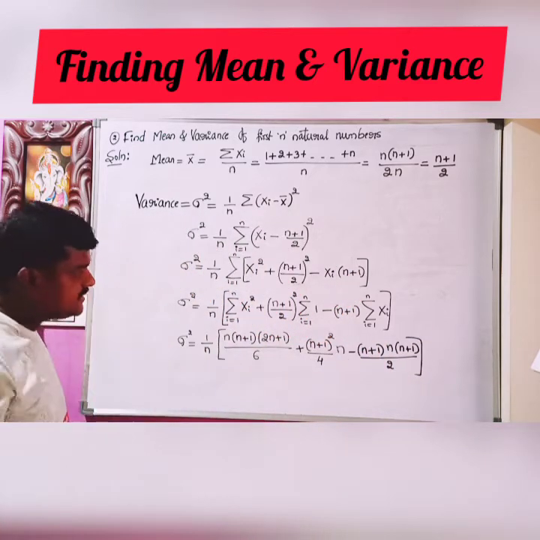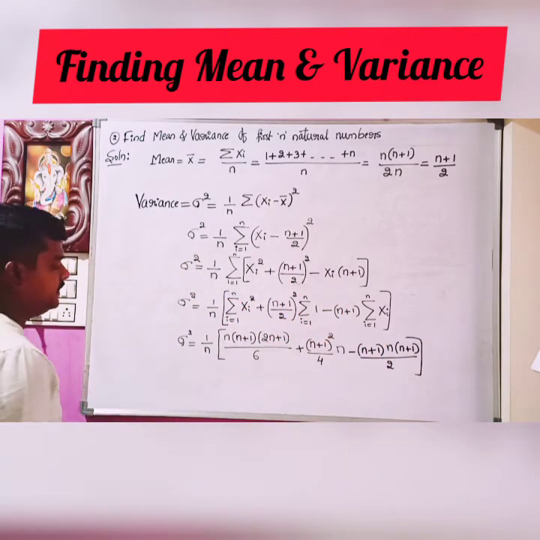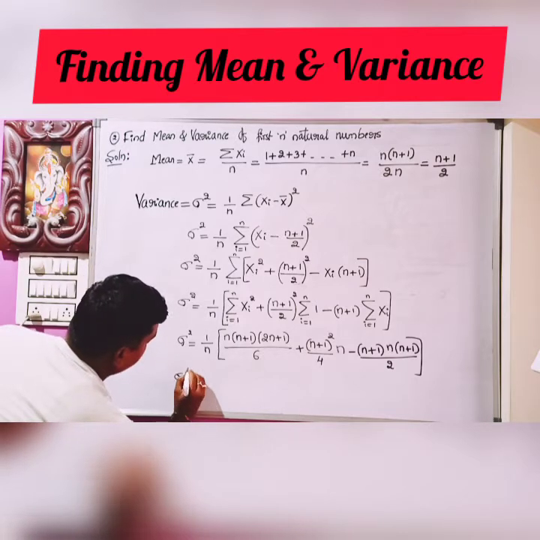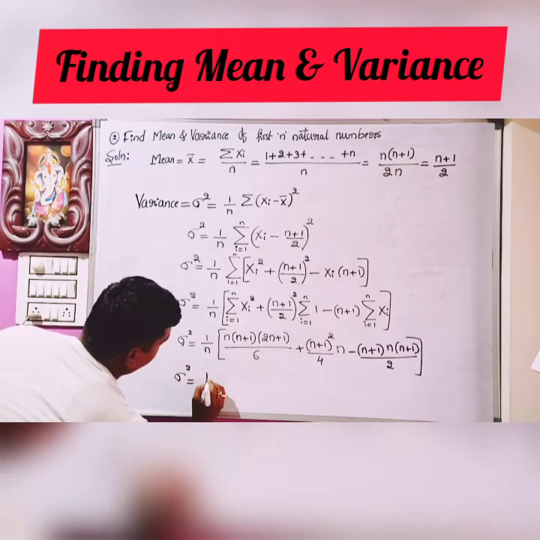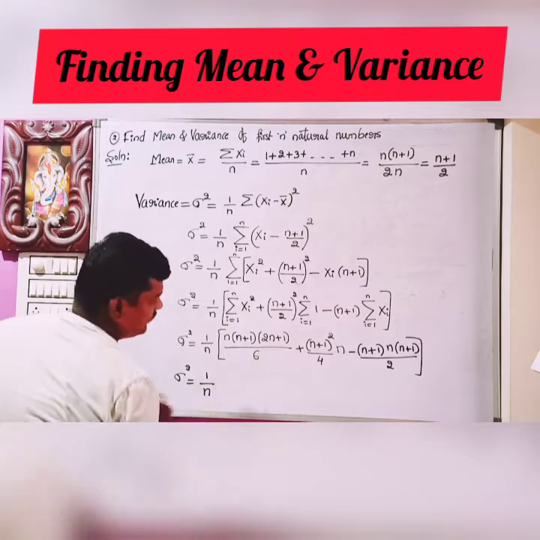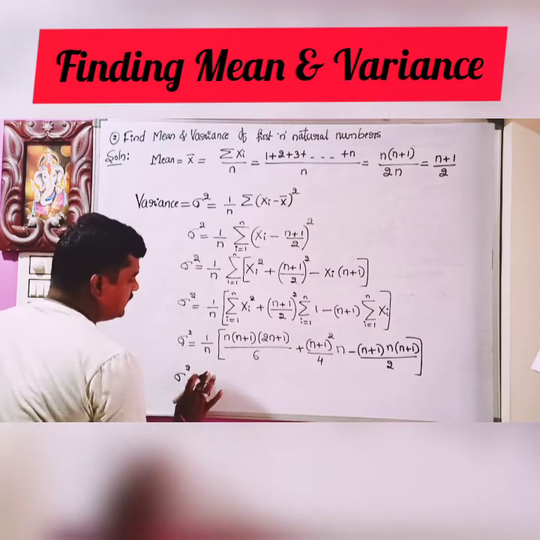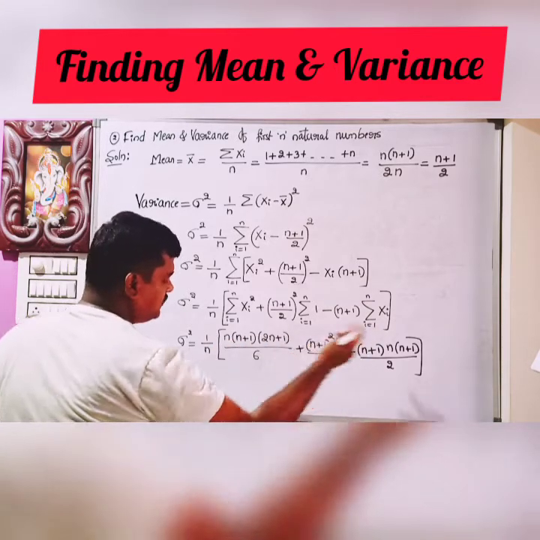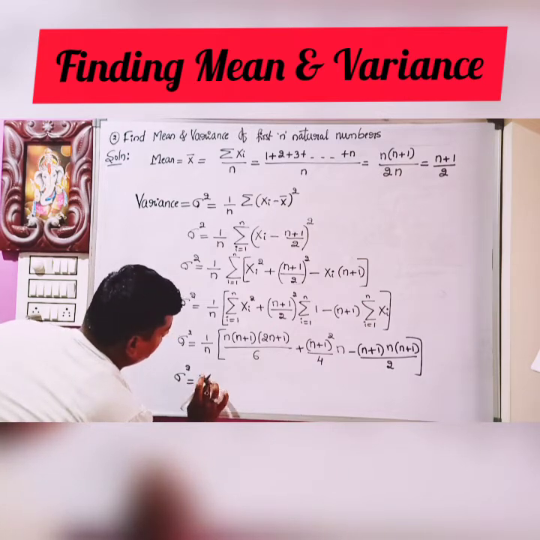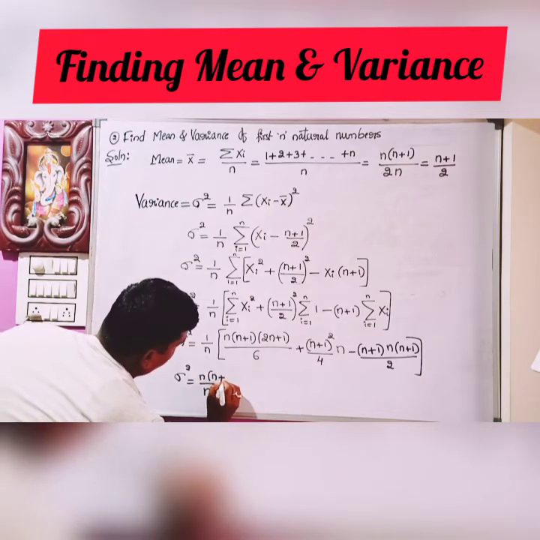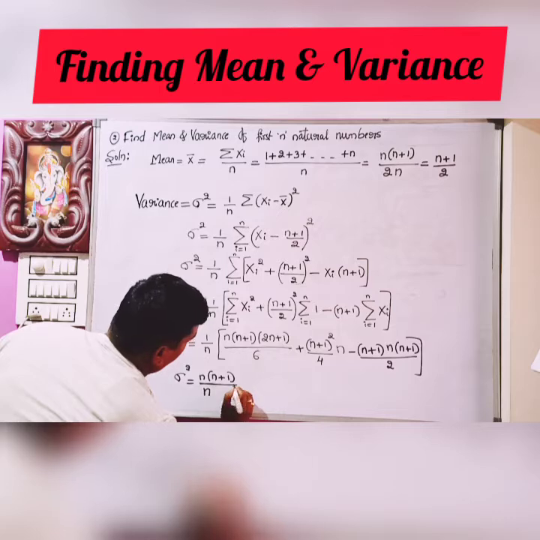Yes. Now in this bracket, what is common? That we have to take as common. Sigma square is equal to 1 by n. The common thing, yes, n is common, n plus 1 is also common. We can write it as n into n plus 1 outside the bracket.